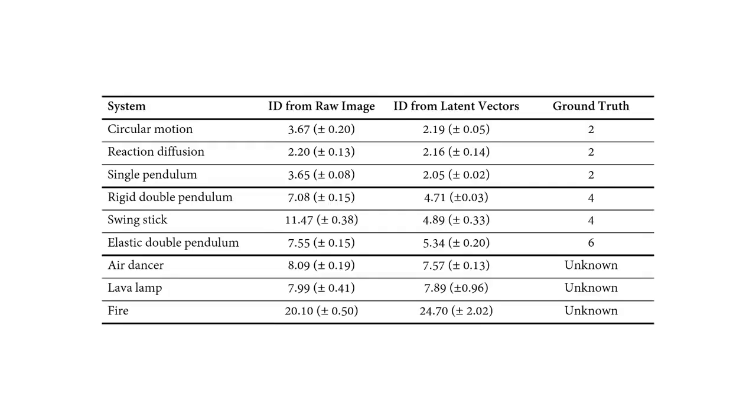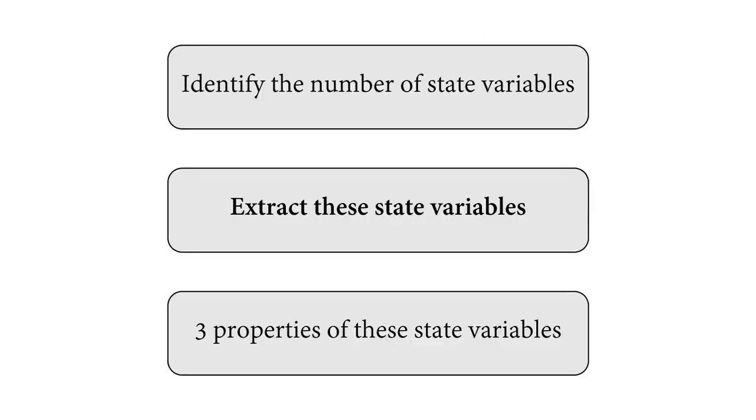As summarized in this table, for known systems, our approach produces highly accurate intrinsic dimension estimations. For unknown systems, the ranking of our estimations also makes sense. Our method outperforms direct estimations from raw images. Now that we have identified the number of state variables, we need to find the actual variables themselves.